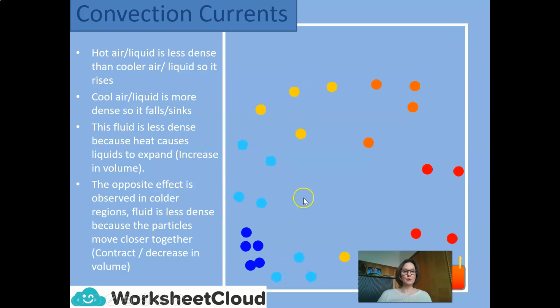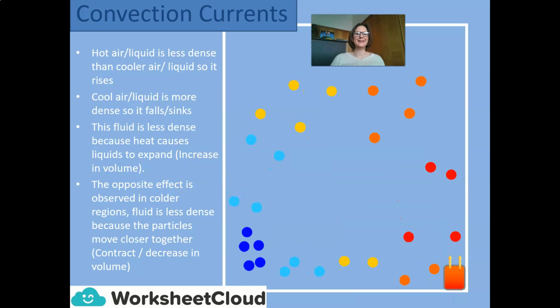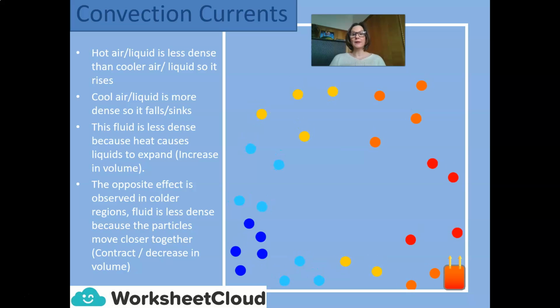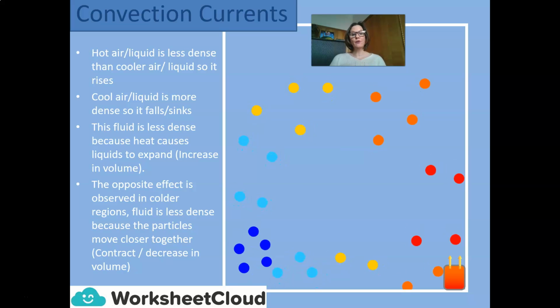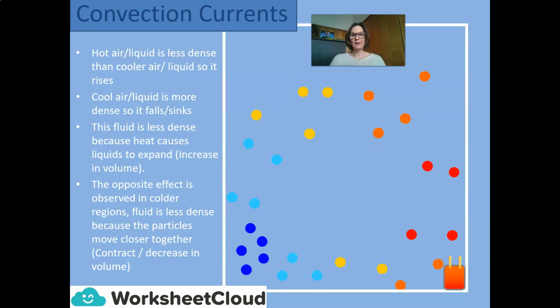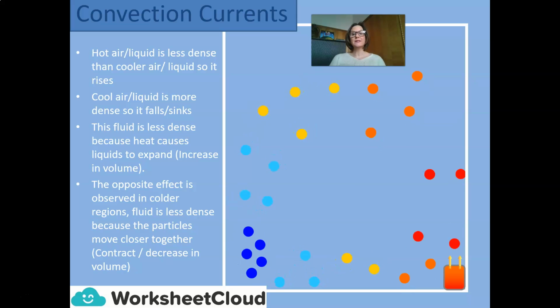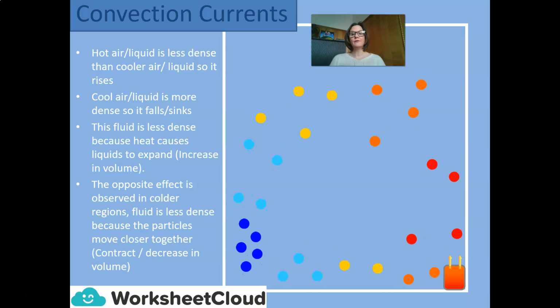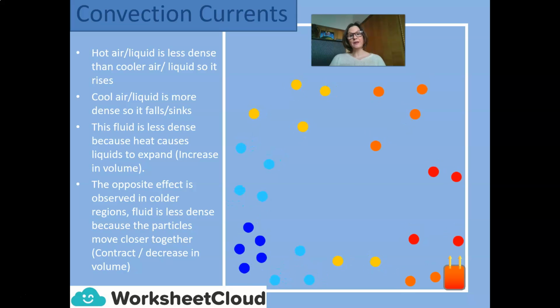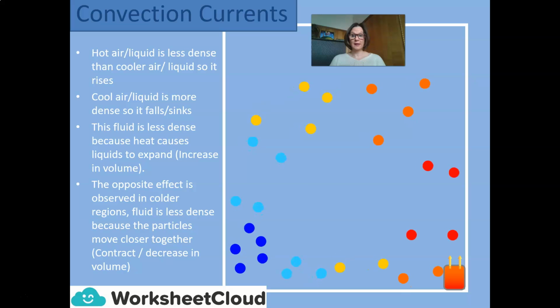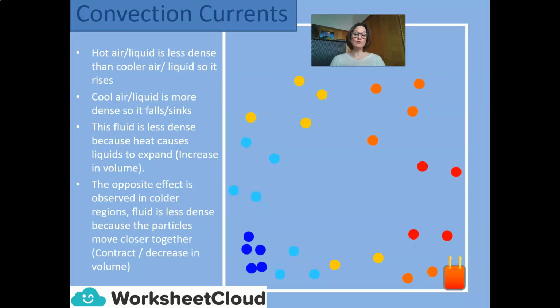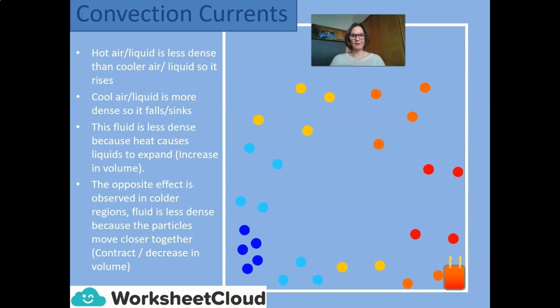Okay, let me just move out of the way here so you can see it all happening. There you go. So the cool air or the liquid is more dense, so it falls and it sinks. This fluid is less dense because heat causes liquids to expand, in other words, to increase in their volume. The opposite effect, though, is observed in colder regions. Fluid is more dense because the particles move closer together, or contract, or decrease in volume.